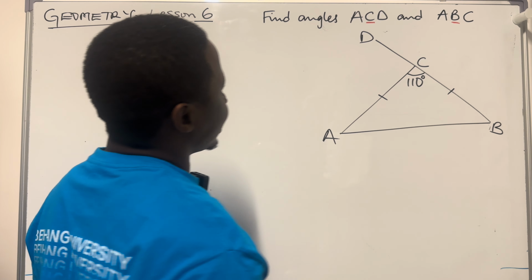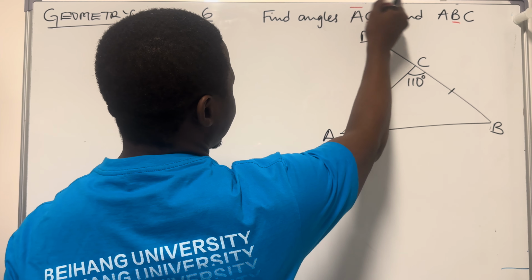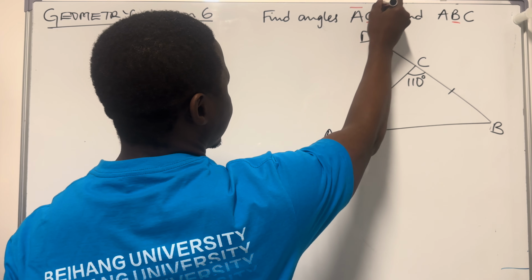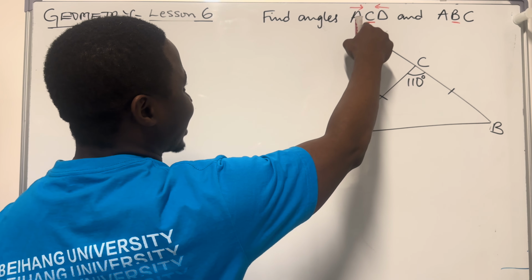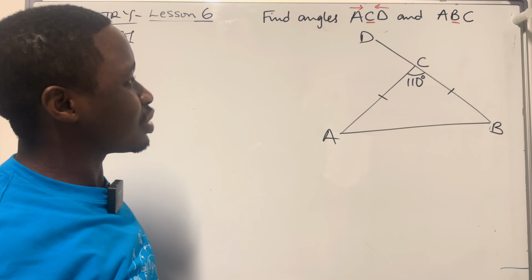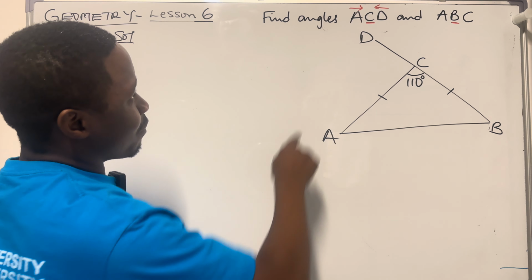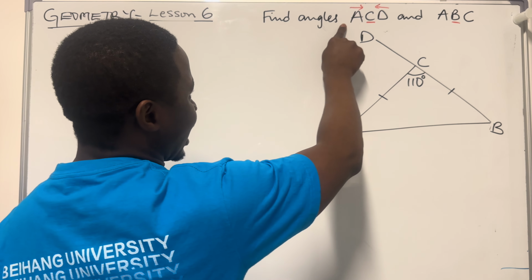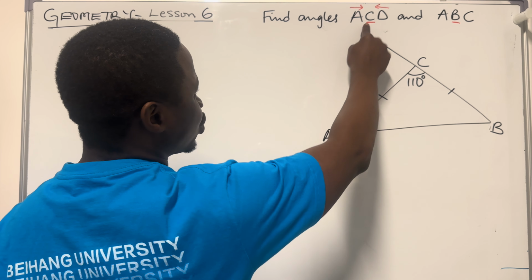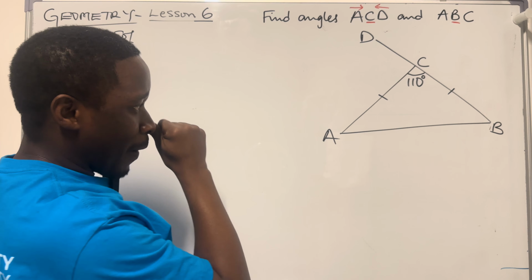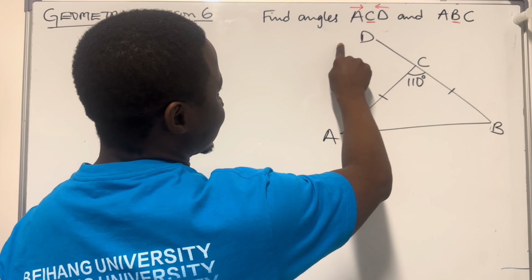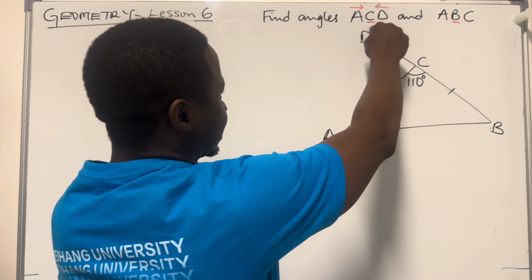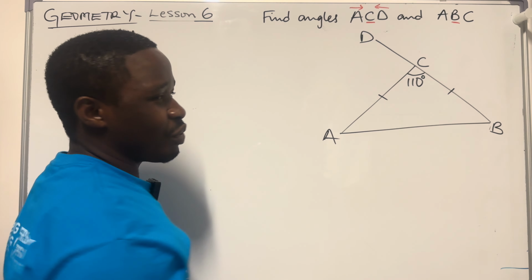Lines from A and from D meet at C to form the angle. That is what it means. Angle ACD means the line from A and the line from D meet at C to form this particular angle. So this is the angle we are talking about.